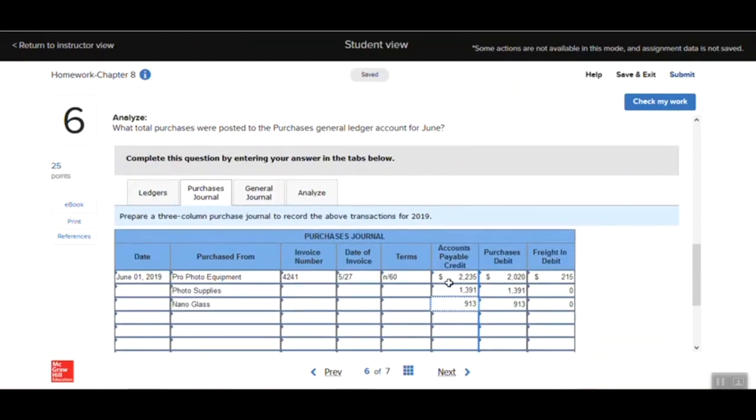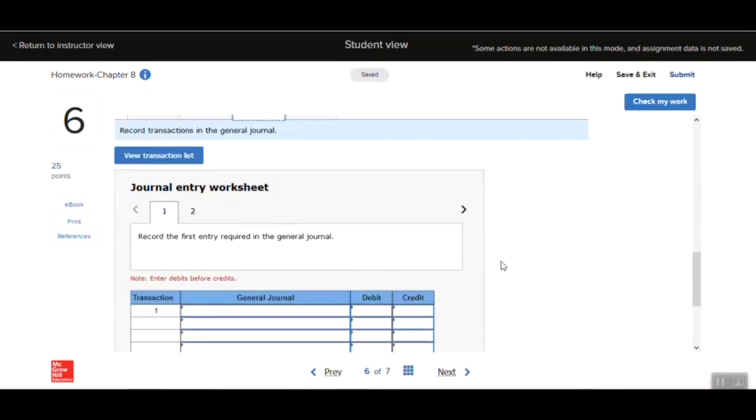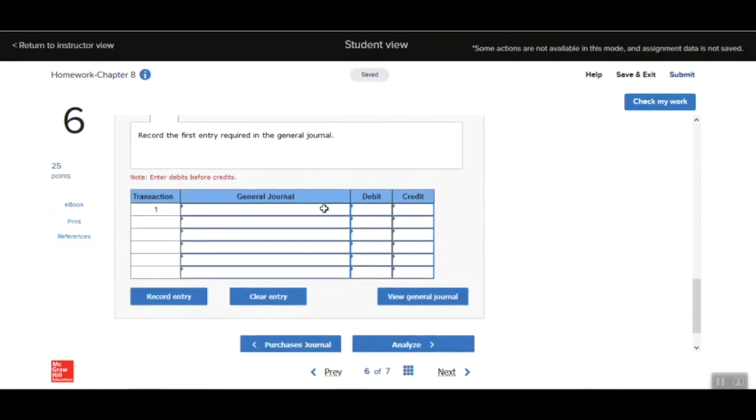Now if we look at our purchases journal, there is an accounts payable column, but it's got a credit notated in it. So we cannot put an accounts payable debit in that column because it says accounts payable credit. There's also not a column that says purchase returns and allowances. So we cannot record that particular entry in the purchases journal. So we have to do something else with it. We're going to go to the general journal, and that's where we're going to record this entry.